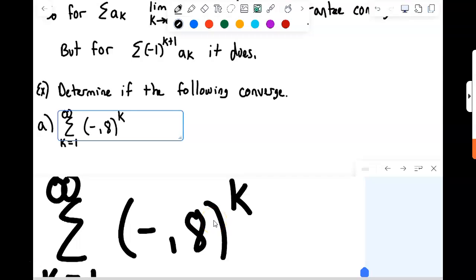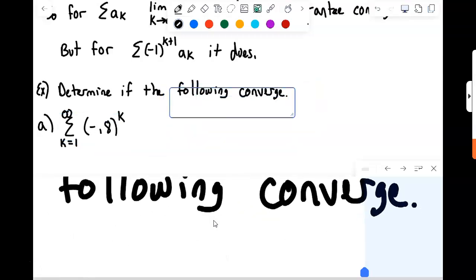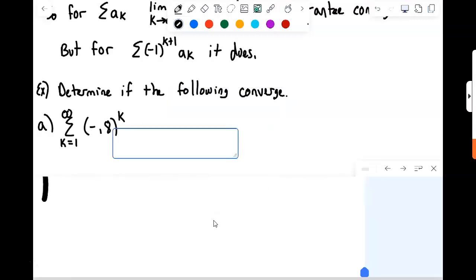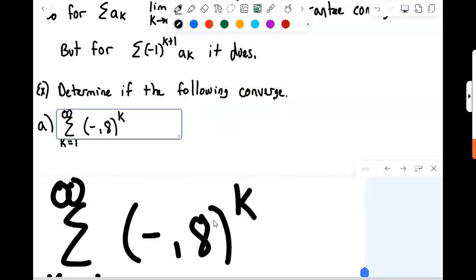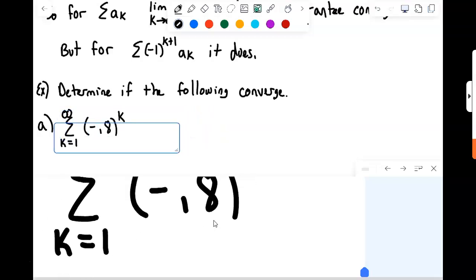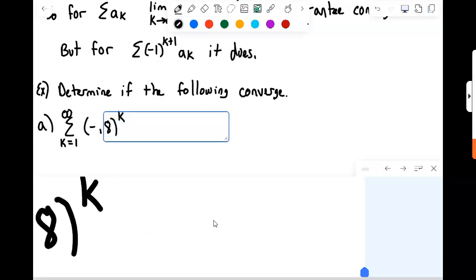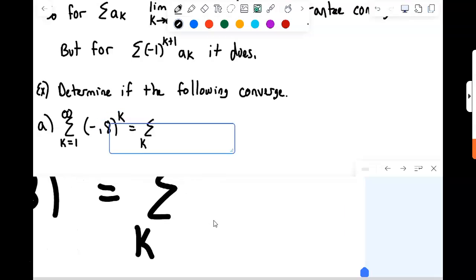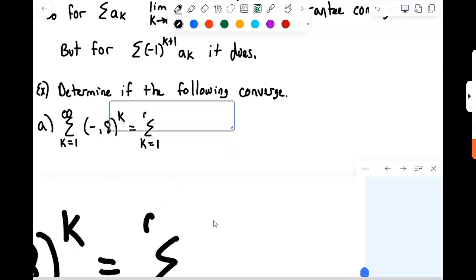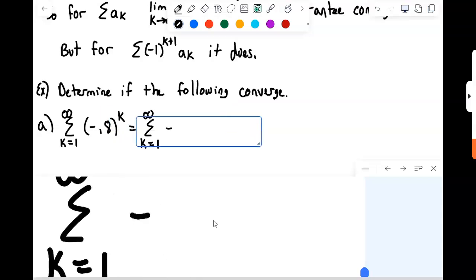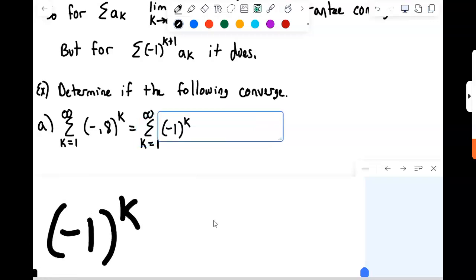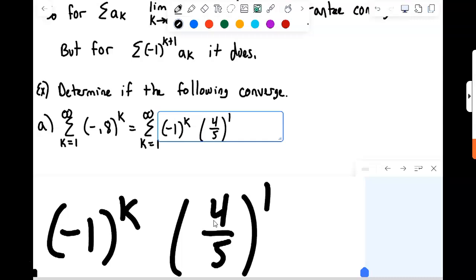Okay, so we're asked now to look at some examples here to determine whether an alternating series converges. So first things first, with this series here, sum of k goes from 1 to infinity, of negative 0.8 to the k. Let's think of this first as an alternating series. I have that negative inside raised to a power, so I'm going to pull that out so it's on its own. So that's my alternating series. And then I have that 0.8, which can be written as the fraction 4/5 to the k.